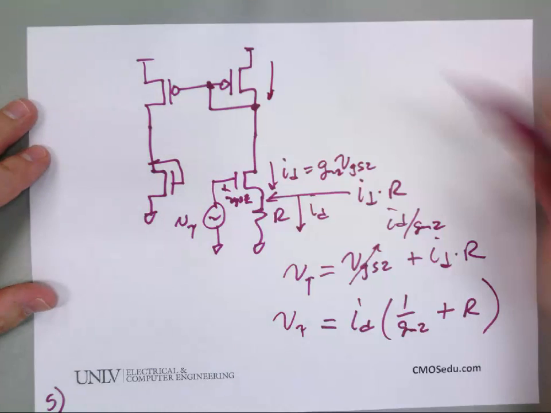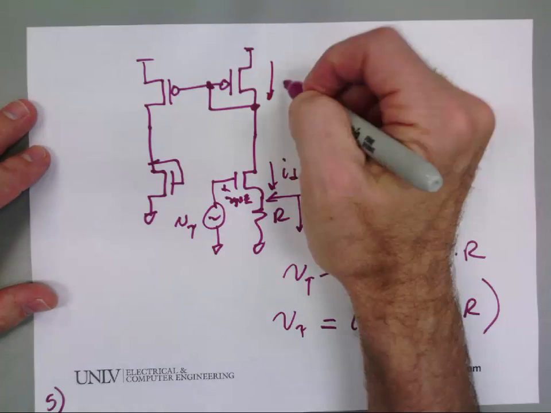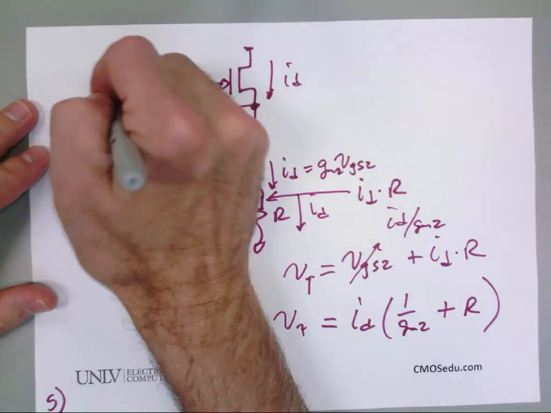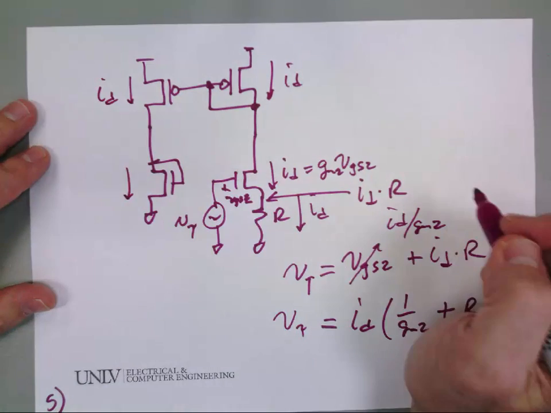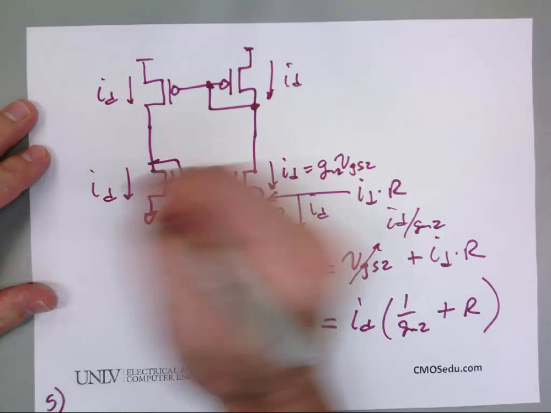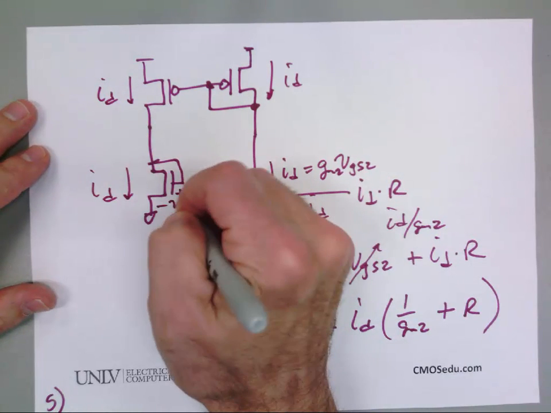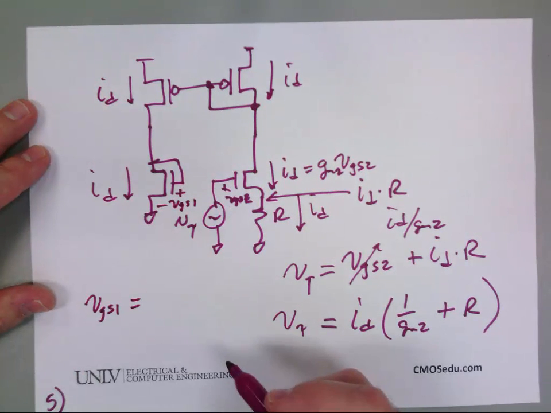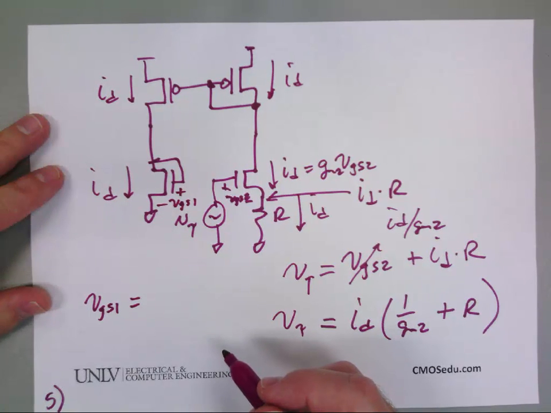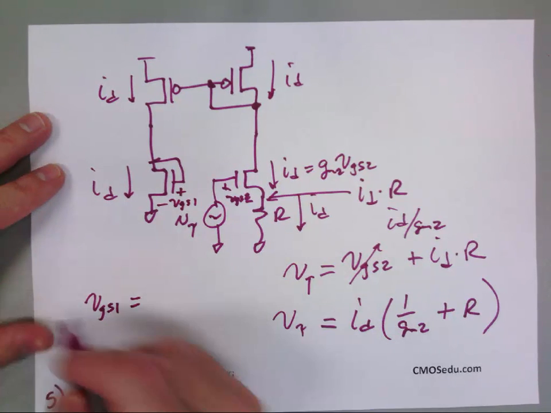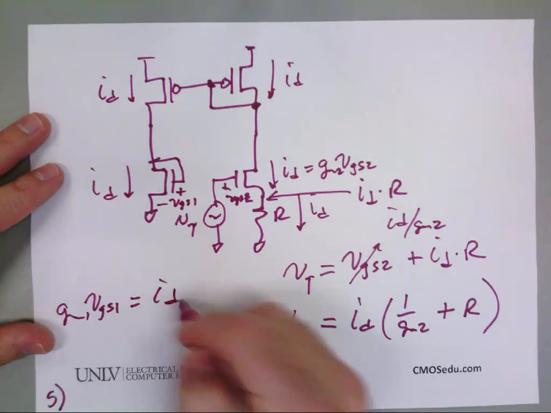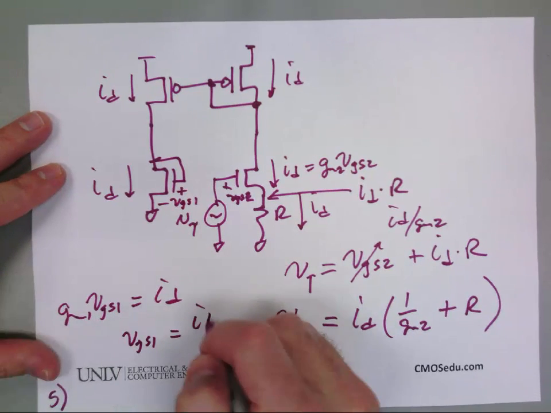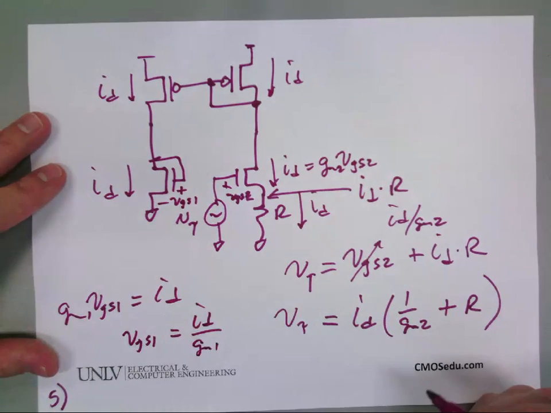What's the current that flows in there? So this voltage here, which I'm going to call VGS1, is equal to what? In terms of ID. All right, we'll write it this way. Does everybody agree with that? VGS1 equals ID over gm1?